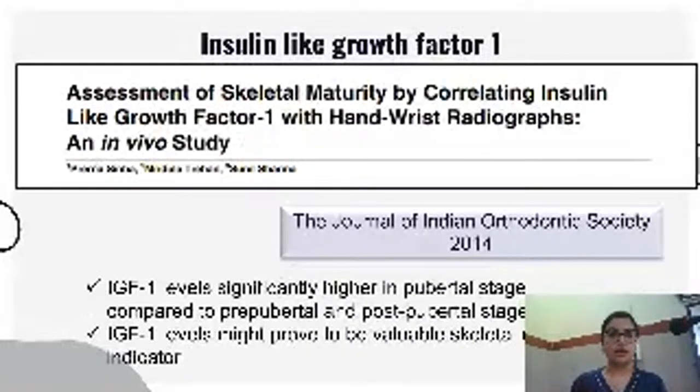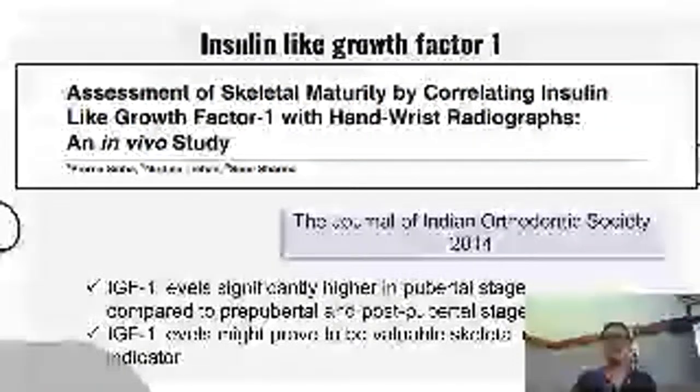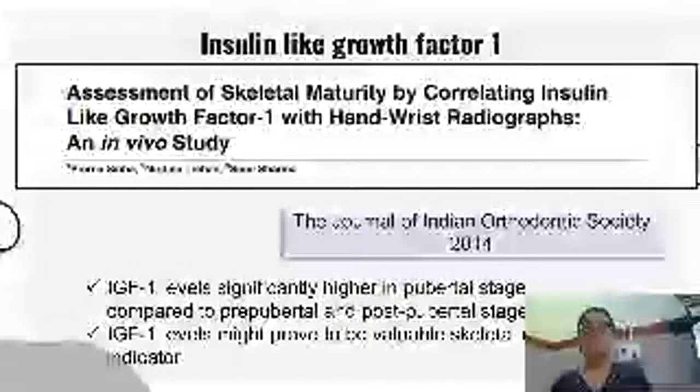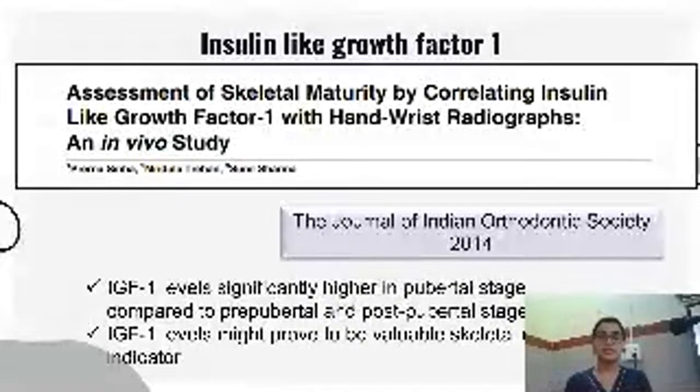This is another article by Prerna Singh et al. They concluded that the IGF-1 levels are significantly higher in pubertal stages compared to prepubertal and postpubertal stages, and hence the IGF-1 levels might prove to be a valuable skeletal maturity indicator.